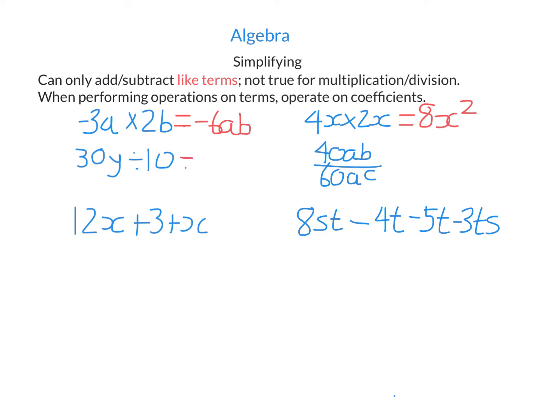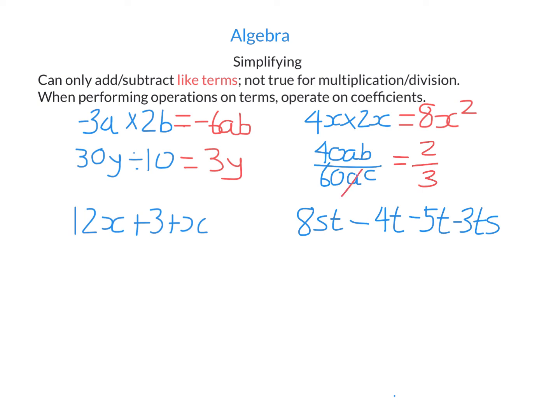30 divided by 10 is 3, and we write the y, and we're done. So this one here is a little trickier. This is a division sign. Fraction line means divide. So we're going to first perform the operation on the coefficients. 40 over 60 simplifies to 2 over 3.